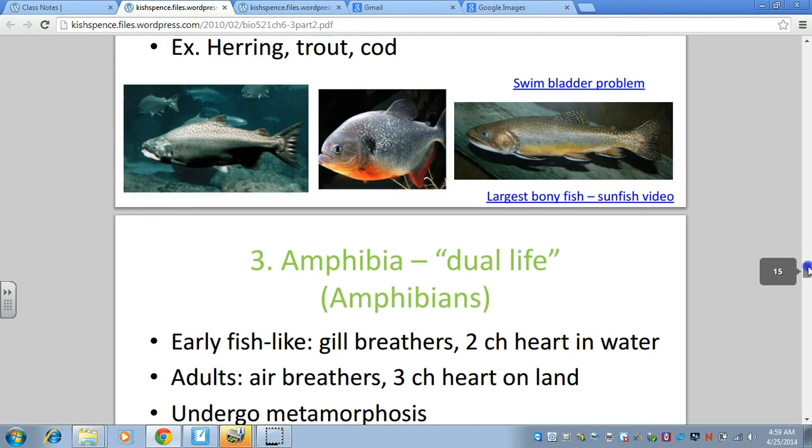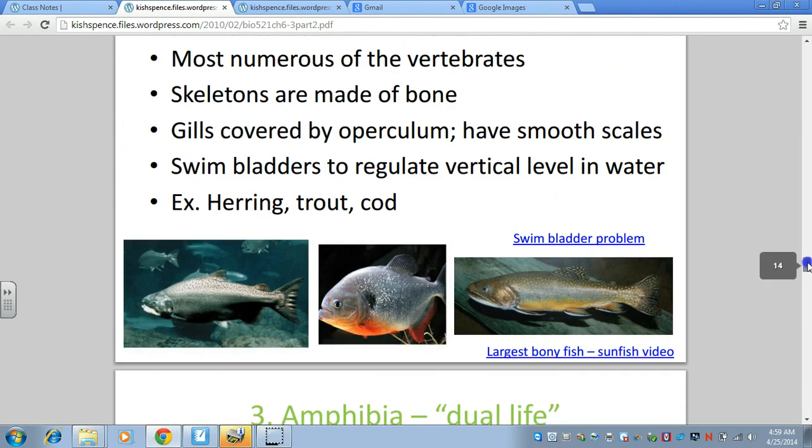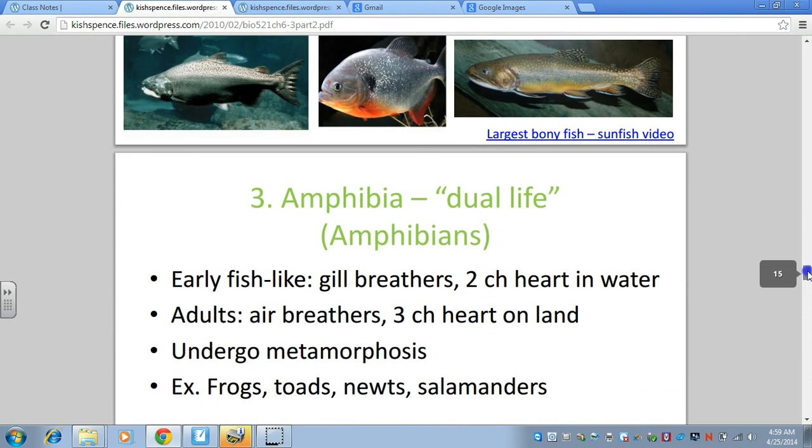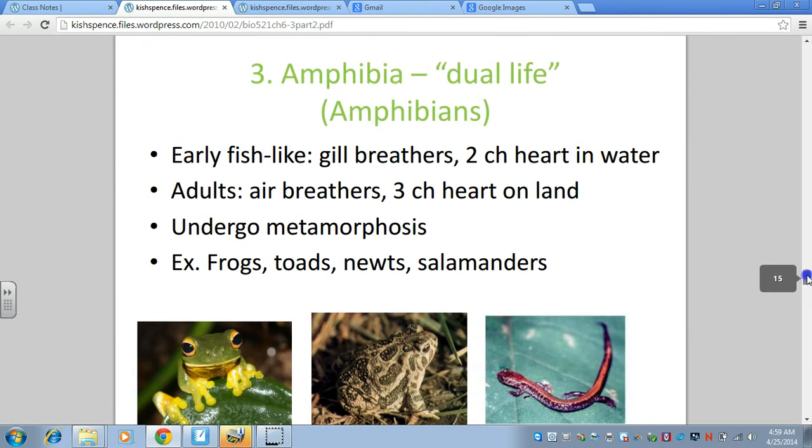Their fertilization is external, and they breathe using gills again. The third class are the amphibians, class Amphibia, which stands for dual life. They're referred to as having dual life because they spend part of their life in water and part of their life on land. Their early form is fish-like. If you think of a tadpole, it is fish-like, so they breathe using gills.